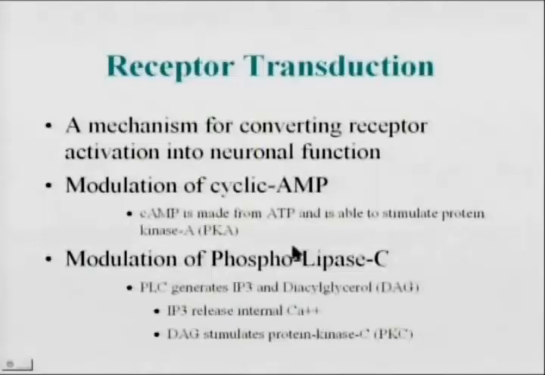The modulation of the phospholipase C system generates inositol triphosphate and diacylglycerol, both of which are second messengers. The IP3 will release internal calcium, and diacylglycerol will stimulate protein kinase C. So protein kinase A, the A for cyclic AMP, protein kinase C, the C for phospholipase C. So you will have to recognize the distinction between these two protein kinases.